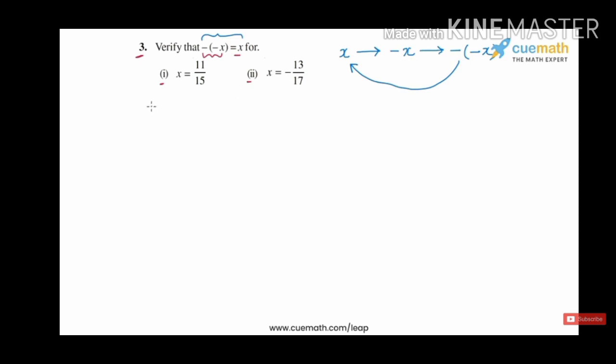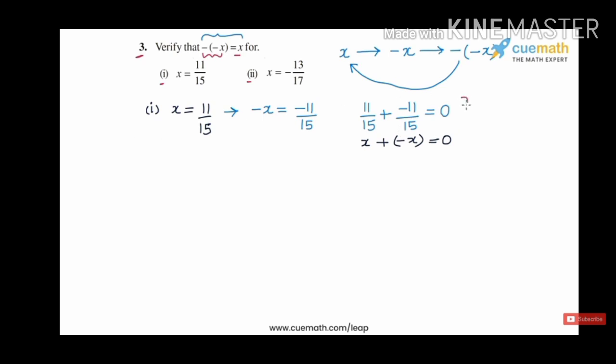So let's take part number 1, that is x is equal to 11 upon 15. So what is the additive inverse of 11 by 15? Well, the additive inverse minus x will be equal to minus 11 by 15, because you just flip the sign of the numerator, and you can verify this is correct. 11 by 15 plus minus 11 by 15 will give you 0. This is your x and this is your minus x, so x plus minus x is equal to 0.